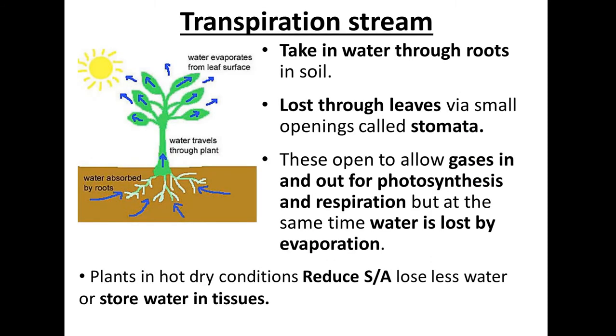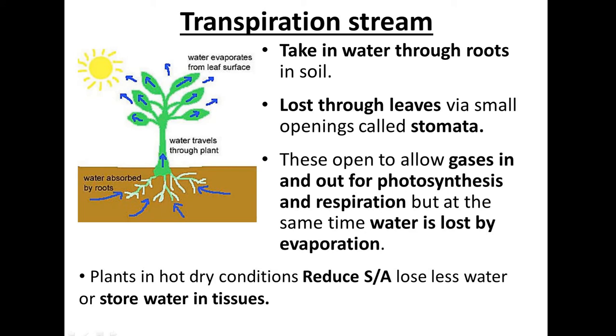So just a little bit of a recap on the transpiration stream. Transpiration is the process by which water moves up a plant and is evaporated and lost through the stomata of the leaves. In the leaves, the stomata have to open to allow gases in and out. It needs the carbon dioxide for photosynthesis that will go in through the stomata, but at the same time that is where most of the water is lost, through the stomata.